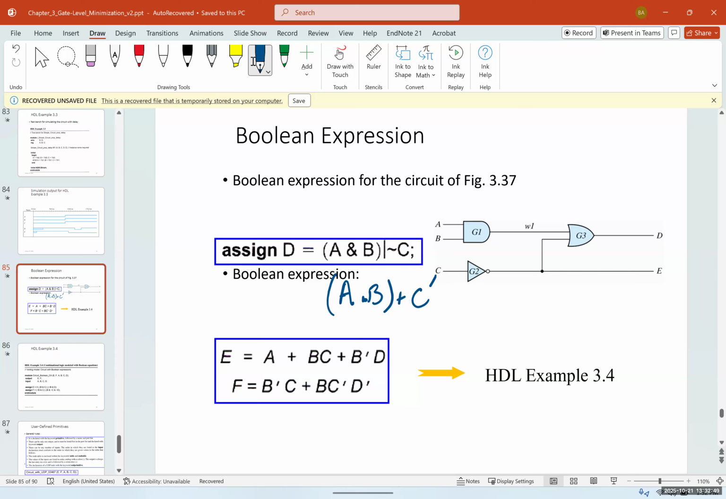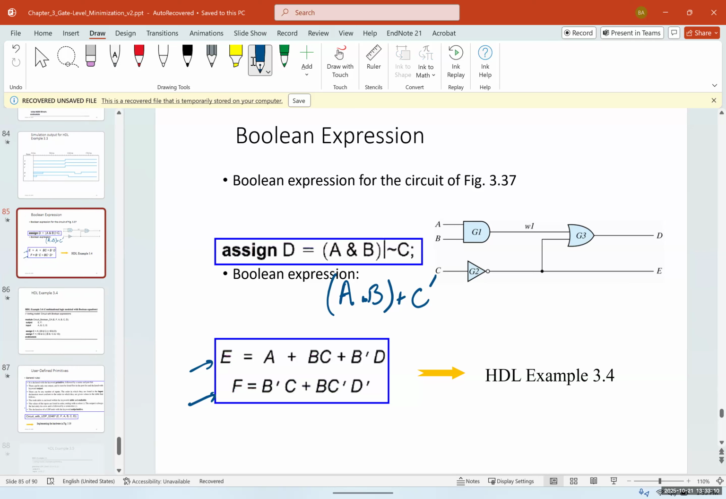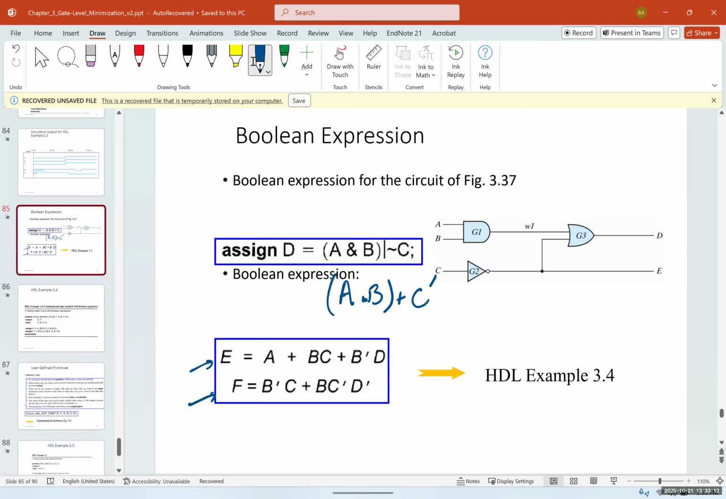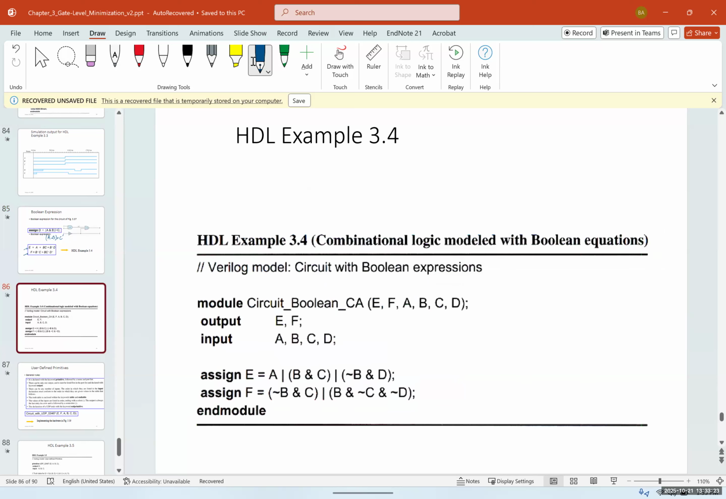And another example that we want to solve, imagine E is equal to A plus B prime D, and F is equal to B prime C plus B C prime D prime. So again, we want to solve for E equal to A plus B C plus B prime D, and F is equal to B prime C plus B C prime D prime. So we can simplify it using HDL. The outputs, again, here are E and F.